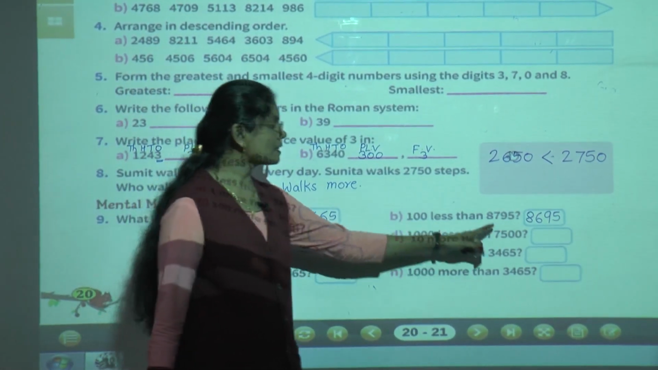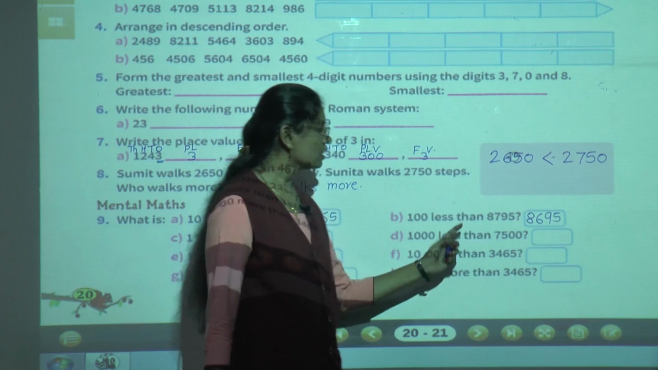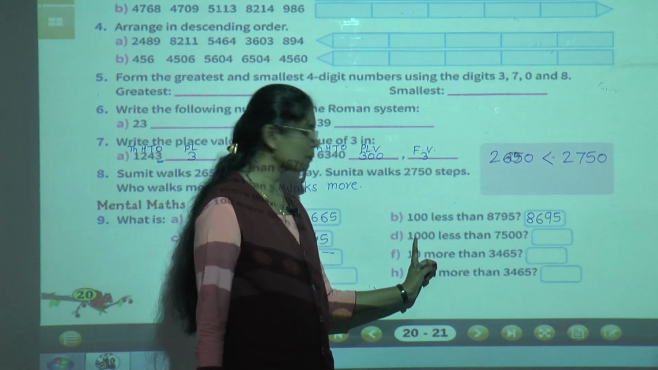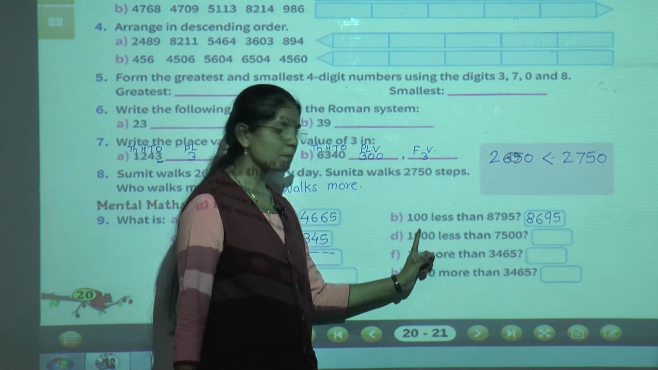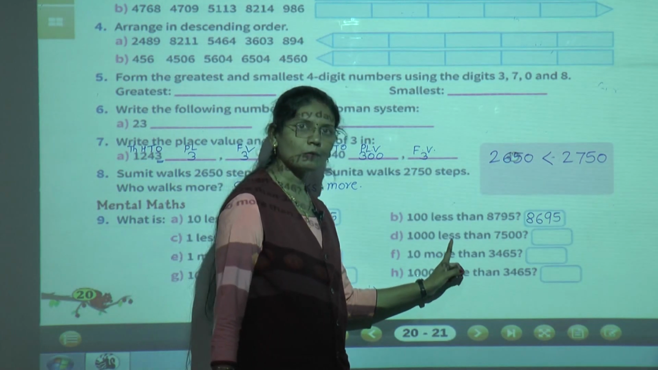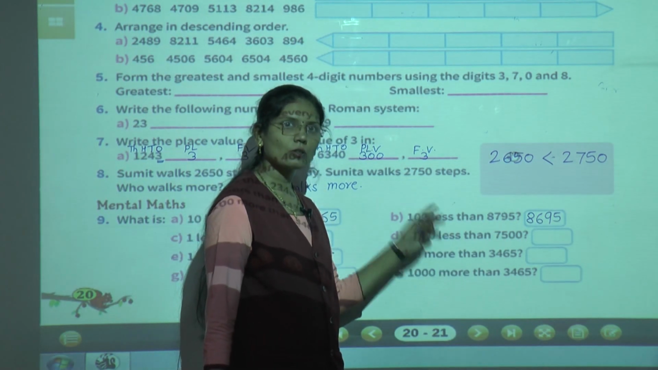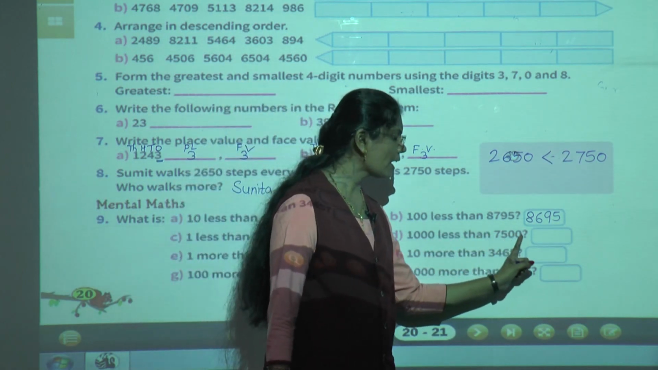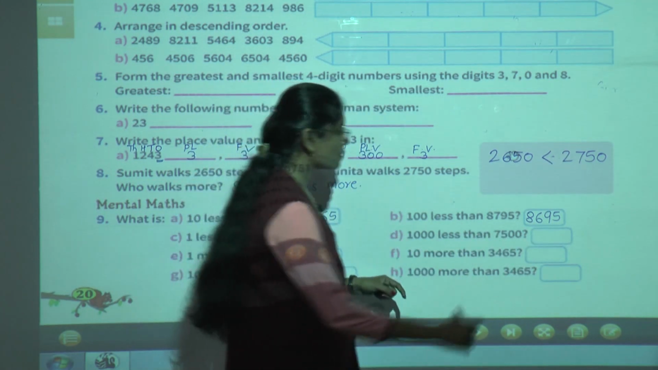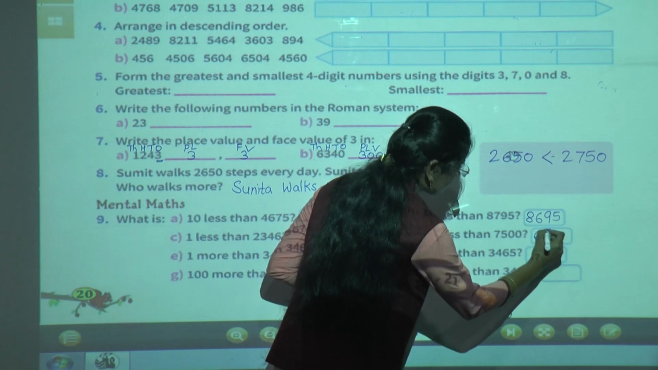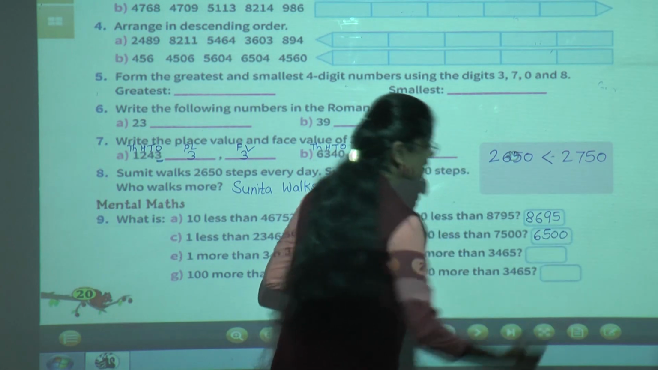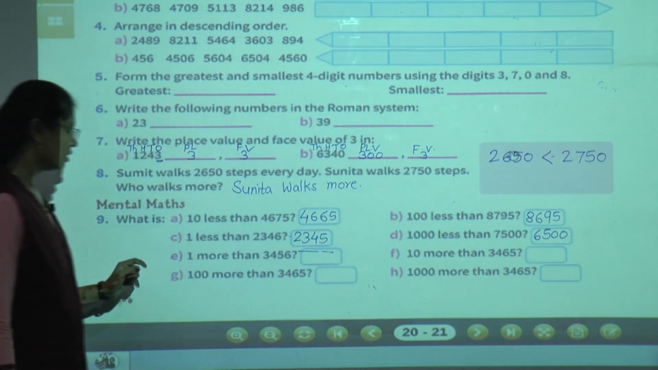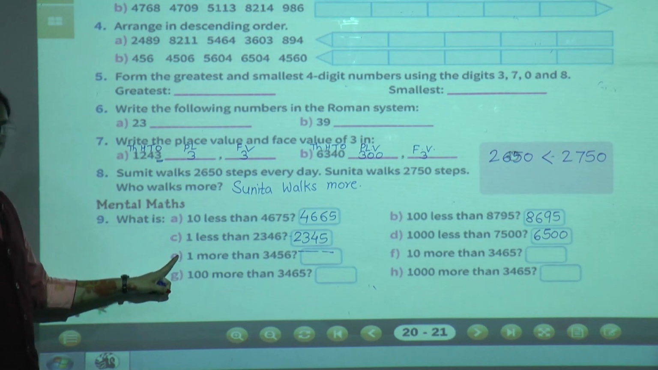1000 less than 7500. Here what you have to do? You have to subtract 1000. Why? Because 1000 less than. Less than means what? You have to subtract. How many? 1000. So 7500 minus 1000. If we do the subtraction, we will get the answer 6500.